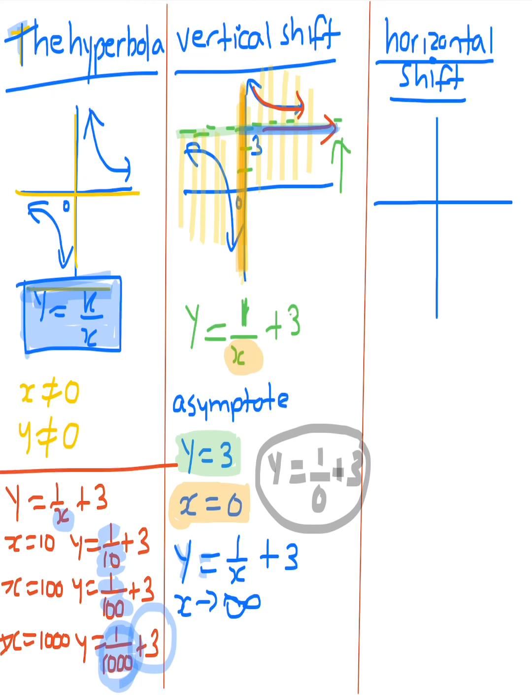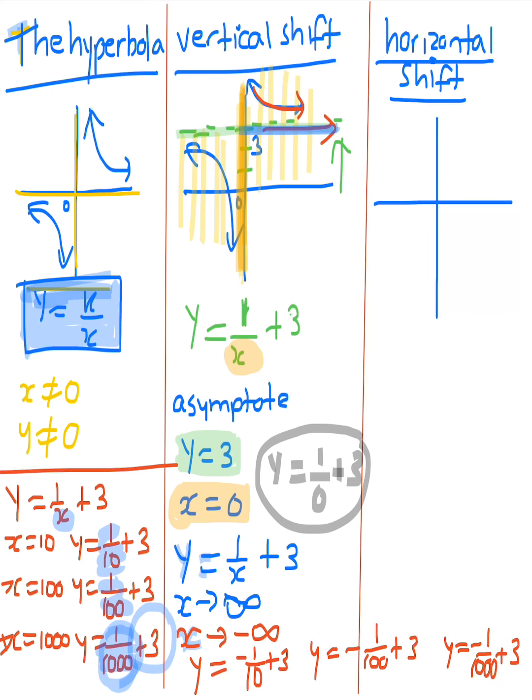And the same thing would also happen as x approaches minus infinity. So as x is approaching minus infinity, you just get minus 1 on 10 plus 3, minus 1 on 100 plus 3, minus 1 on 1,000 plus 3. So I hope this gives you a little bit of insight into what's happening algebraically, but graphically what's happening is the curve is getting closer and closer to 3, but not actually cutting it.